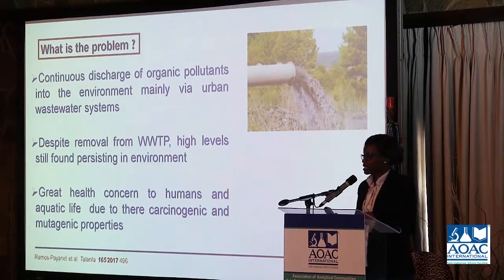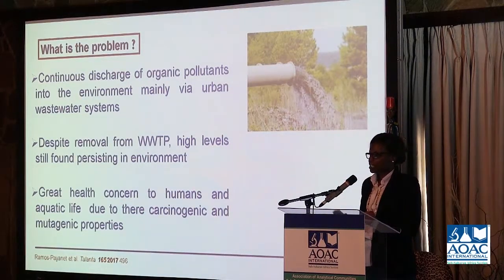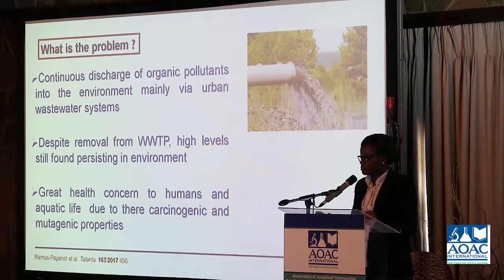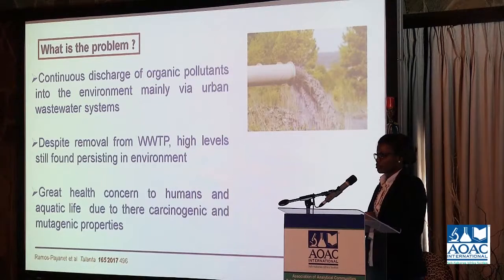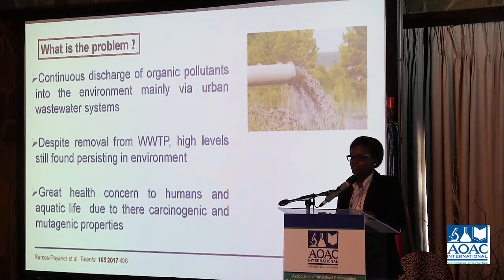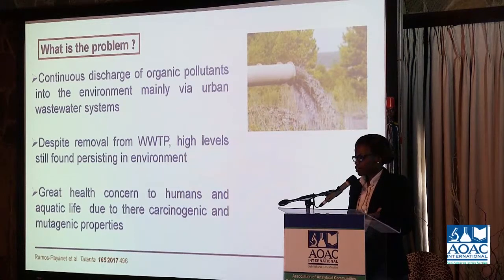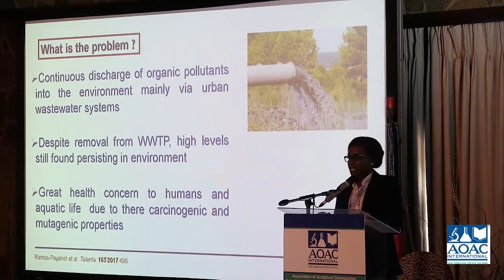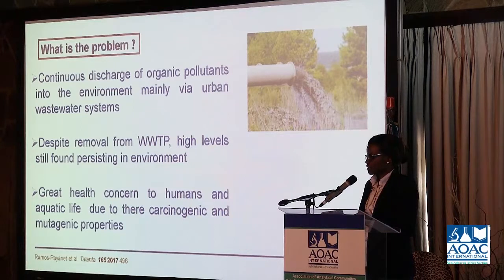So really, the problem is that the wastewater treatment plants are trying their best to remove these organic contaminants from the wastewater before they're discharged into the water system, such as rivers and lakes. However, they are not able to remove them completely and they're still found persisting in the environment. When these contaminants come from poorly treated wastewater, they get back into the water cycle, and you can find them in your drinking water or the water that is used for agriculture, and the residues can end up in the food that we eat as well. Because of their mutagenic and carcinogenic properties, they can lead to detrimental health effects such as the formation of cancer.